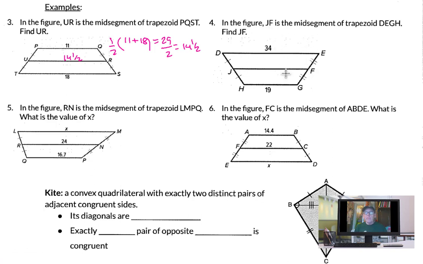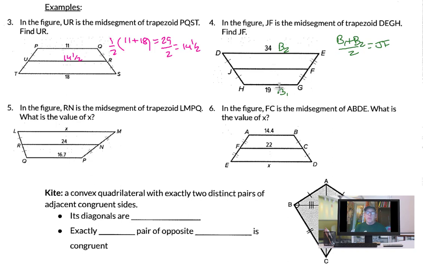In the figure, JF is the mid-segment of trapezoid DEGH. Find the length of JF. Again, we're going to add the two. Now this trapezoid seems to be upside down compared to the other one, but same idea. Base 1 now is 19. Base 2 is 34. It all depends on how you define your bases. And the sum of the bases, base 1 plus base 2 divided by 2, is equal to the mid-segment length, which for this one would be JF.